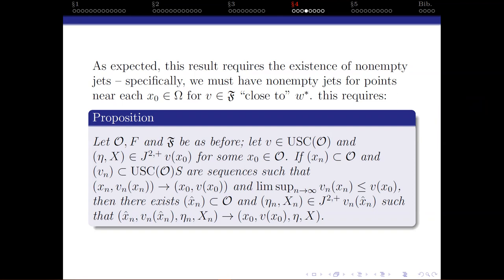So what we're going to do is approximate the jets, or rather really the jet closures almost, of our function W. We're going to do this with the proposition stating: if V is upper semicontinuous, it has a jet entry, an upper jet entry, for some point X naught. And if we can produce a sequence of points and a sequence of upper semicontinuous functions with the property that the points and the functions evaluated at those points converge to X naught and to our upper semicontinuous function V at X naught. And if it turns out, moreover, that the limsup as n goes to infinity of Vn of Xn is less than or equal to V at X naught, then we can produce points X hat n in O and jet entries for Vn at each point X hat n, so that the tuples X hat n, Vn at X hat n, eta n converge to X naught, V of X naught, eta.